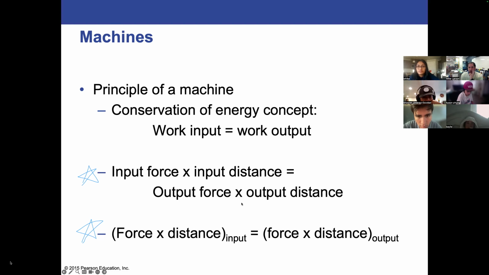But really, these two equations are kind of saying the same thing. This one's just in words, and this one isn't exactly in variables, but you get the idea. You could put F1 D1 equals F2 D2, something like that. Like if you wanted to write it like this.